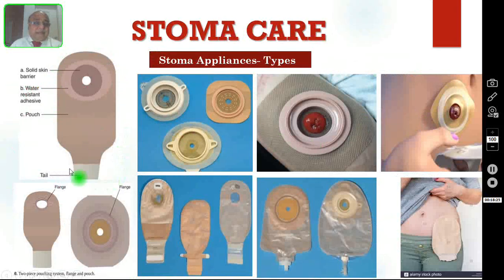I told you this is the single piece system. So solid skin barrier, and you are seeing this you can cut according to the size of your stoma. You can enlarge this circle also. Then this part is the water resistant adhesive, and this is the pouch. So this drainage bag you can use either for ileostomy or for urostomy.